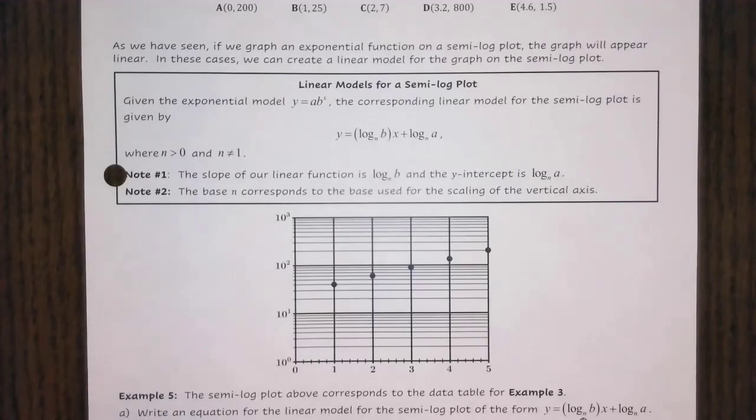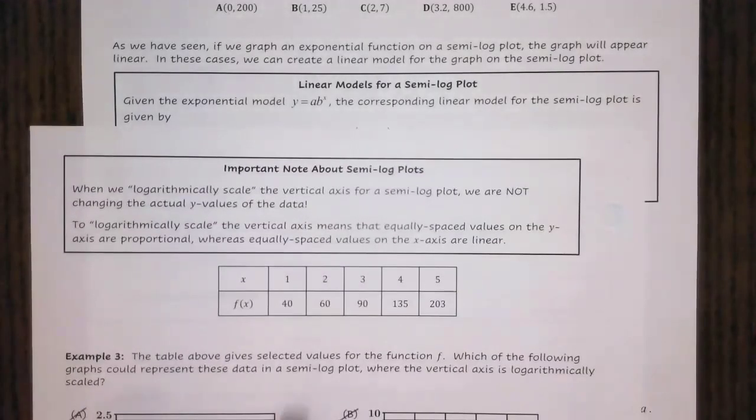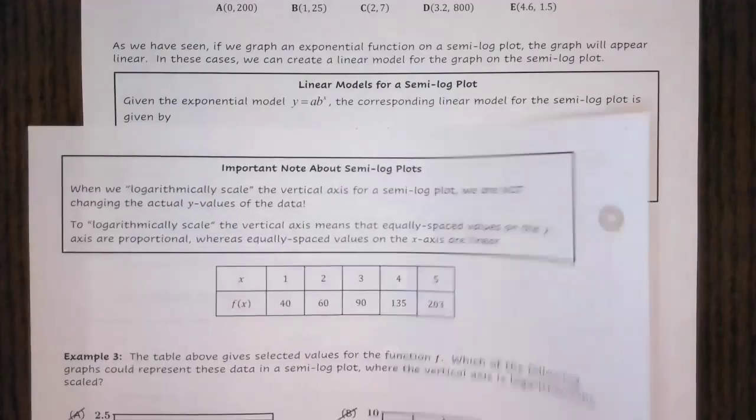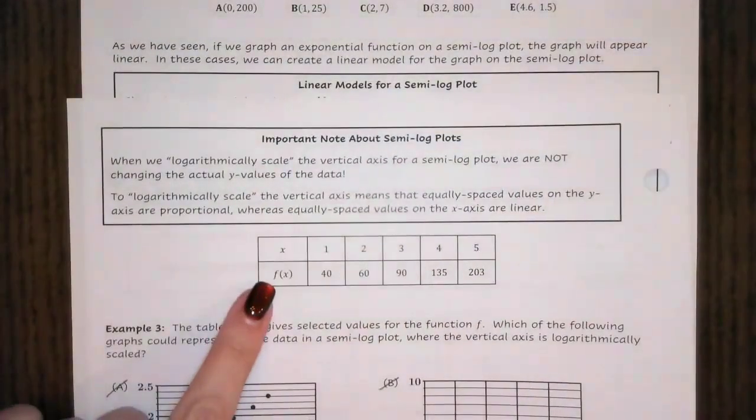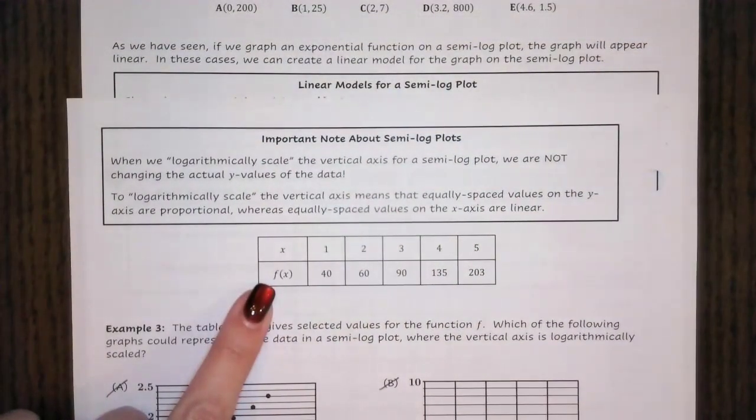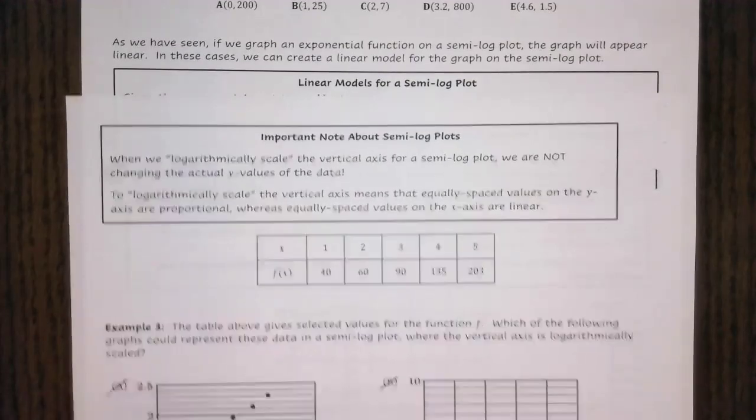All right, so it tells us that this semi-log plot corresponds to the data in example 3. And so if you remember example 3, that was this one right here. And we had already picked this graph right there. So that's the one that we picked on D. But right now we're going to focus on this table right here. So it says 1, 2, 3, and then it gives us our data points.